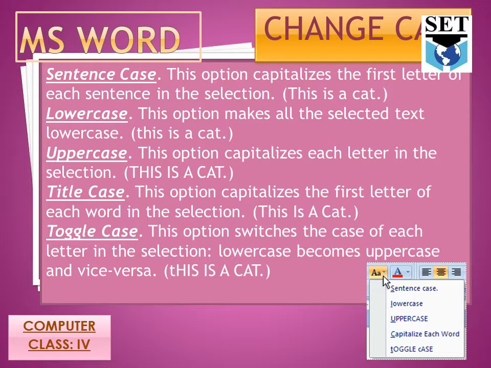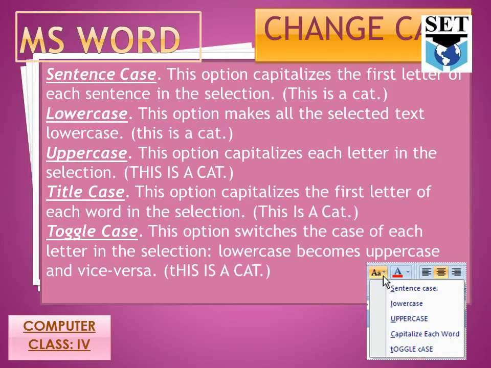This option capitalizes the first letter of each sentence in the selection. Look at the sentence that I have written in the bracket. This is a cat. The sentence is written in sentence case. It means that only the first letter is capital. The second case is lower case. This case makes all the selected text lowercase, means all the text will appear in the small case, small ABC. Look at the sentence I have written in the bracket. This is a cat. All the letters are in small ABCs, lowercase.